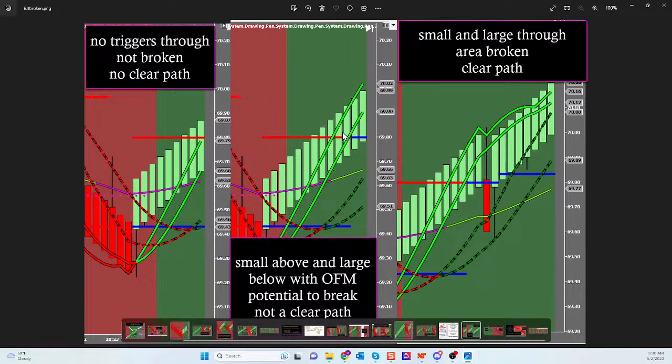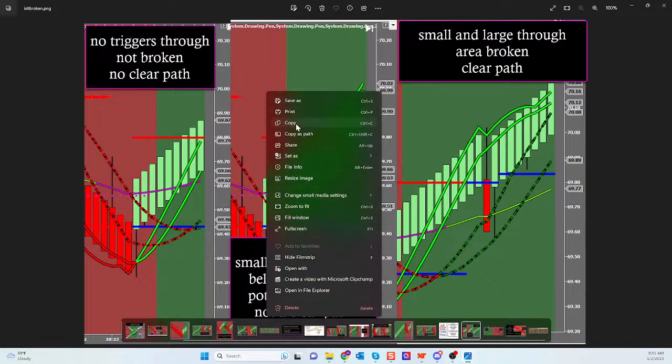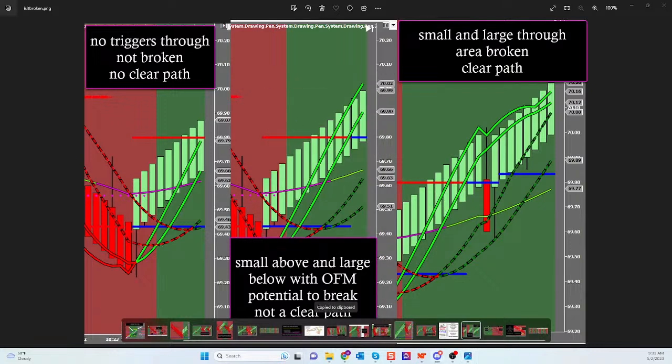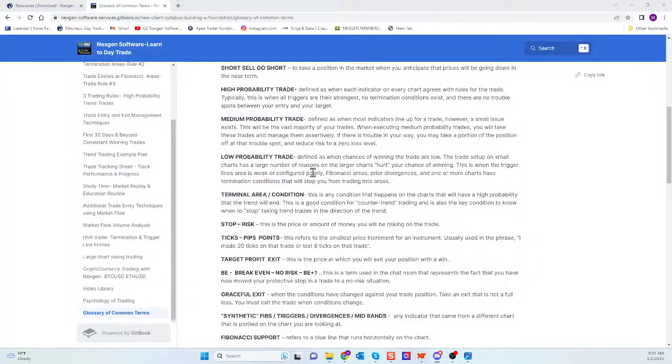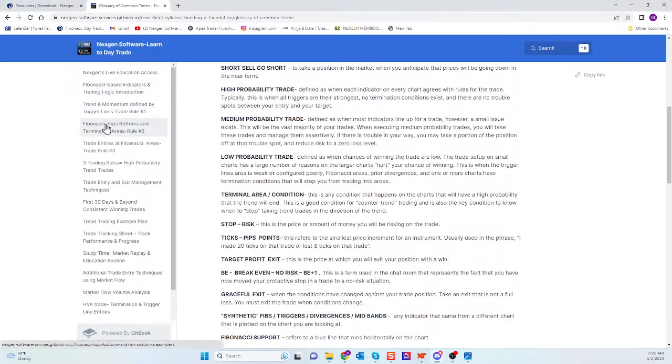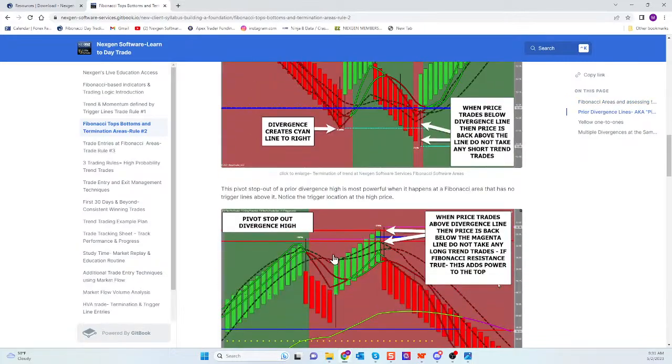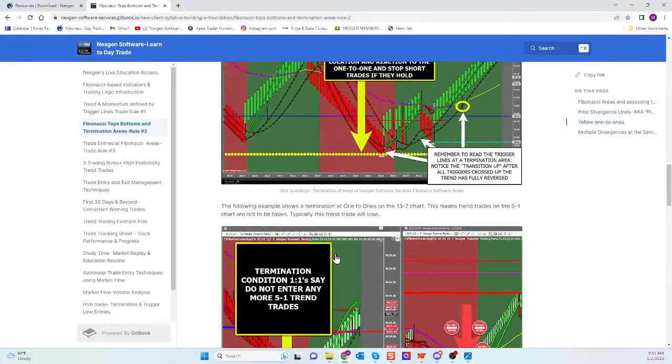Strong triggers break things. That momentum can break areas. But it's not broken yet. It's not considered a clear path. This will probably be the first small issue that you recognize in trades when you branch outside of that high probability trend trade. So I'm going to give you this picture with all three. This will be your first edition as you expand beyond the high probability trend trade. But all we're doing is identifying a clear path, right?